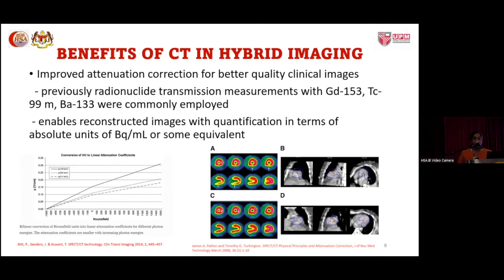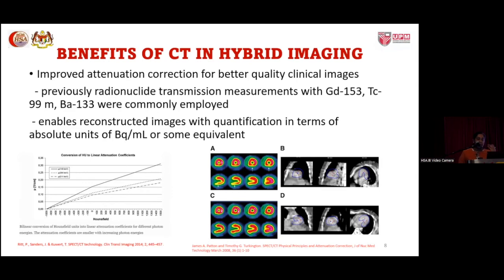So what are the other benefits of performing CT in hybrid imaging? The most common one is for the improved attenuation correction for improved image quality. Previously, radionuclide transmission measurements were using the transmission from the emissions from the radionuclide. However, now with the CT technology, it enables reconstructed images with quantification in terms of absolute units or some equivalent. This enables us to even reduce the duration of period a patient may be in the department.